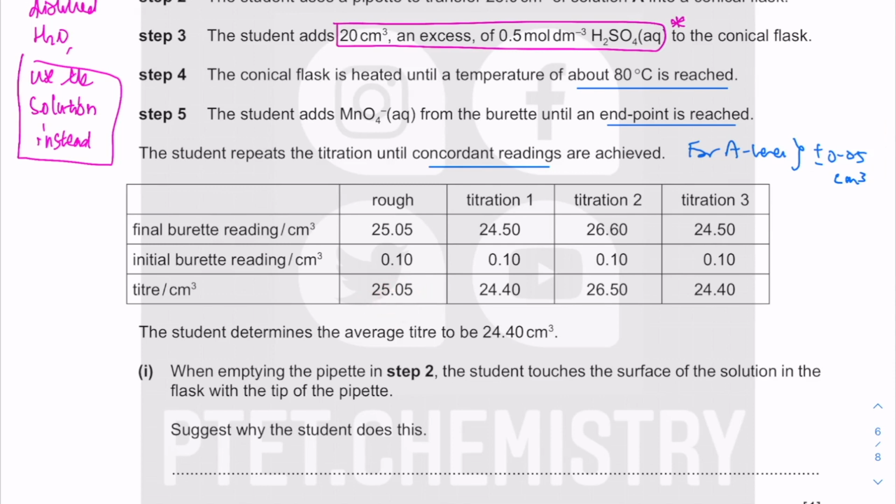Since this is your rough titre, you always do a rough titration. It doesn't need to be exact, but it's for you to know roughly where the endpoint is going to lie.